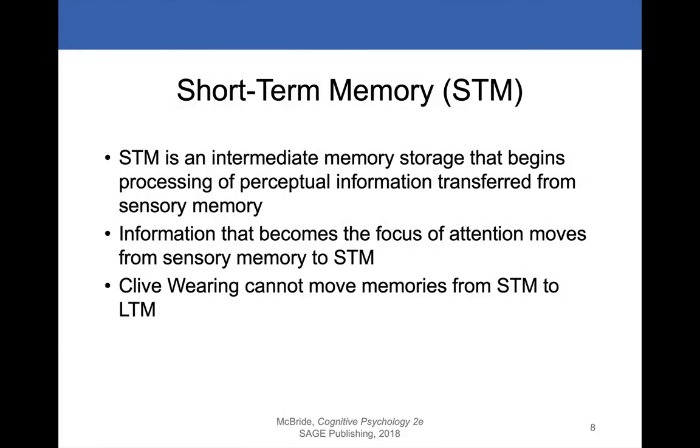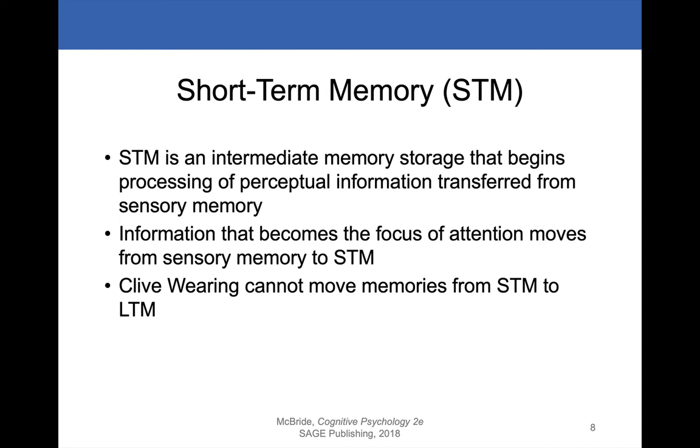Short-term memory, sometimes abbreviated STM, is an intermediate memory storage. So it's in between. Usually the way it's thought of is that it begins the processing of perceptual information that's transferred out of sensory memory. Another term that's used for short-term memory is working memory, which I used earlier.